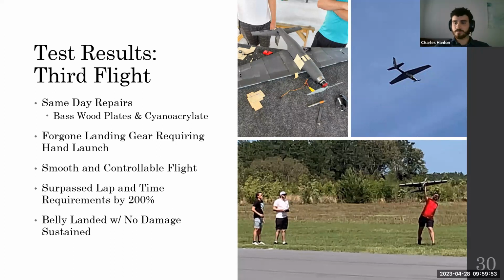After this was done, we attempted to fly again with a hand launch method, given that our landing gear would not properly attach to the basswood sheets, given our lack of materials and lack of tools to process at the field. We ended up flying unbelievably controllably through an 8-lap and almost 9-minute flight time. This was surpassing the requirements by over 200%. After trimming the aircraft, several low passes were attempted to get control of the landing process, and the plane was belly landed with no damage sustained.